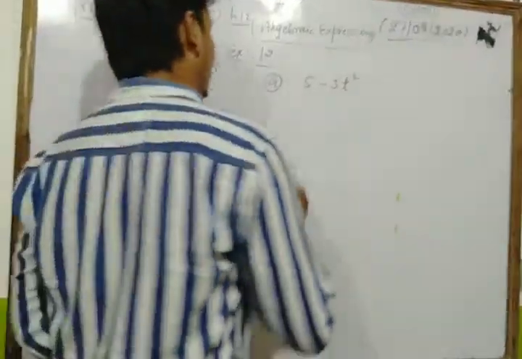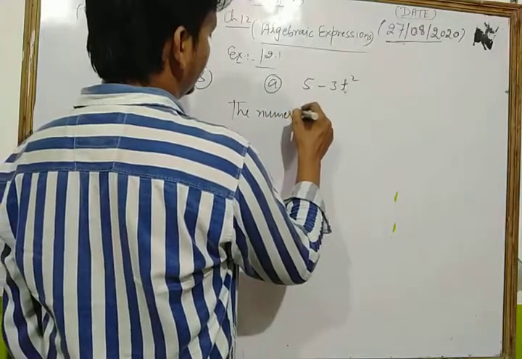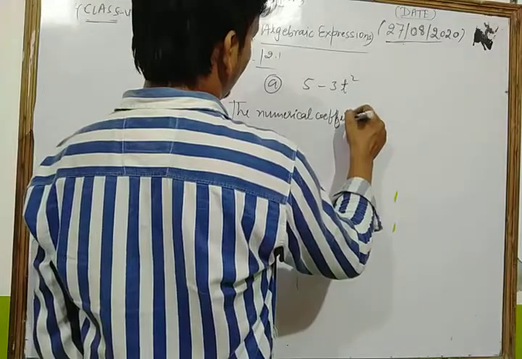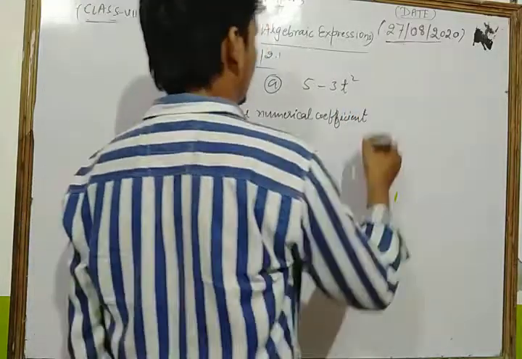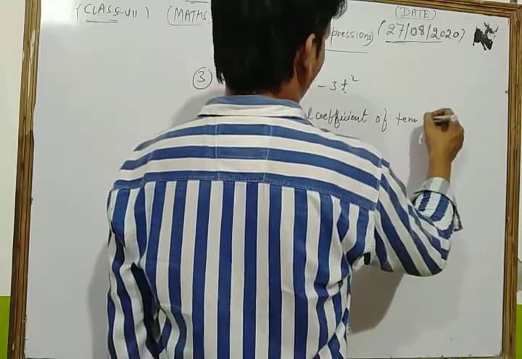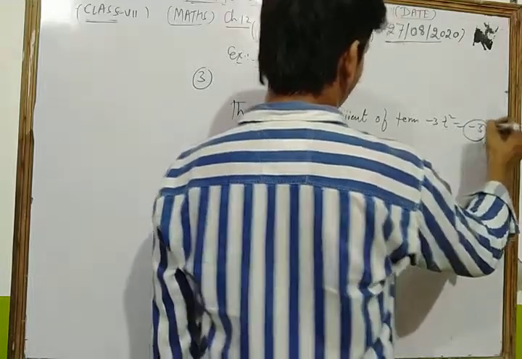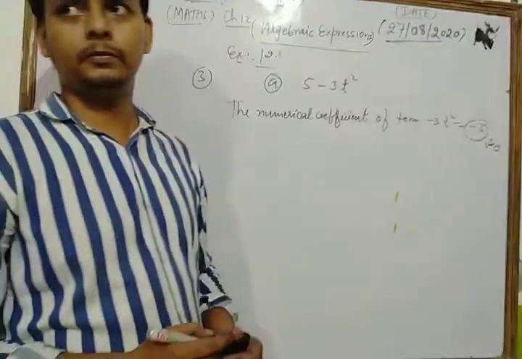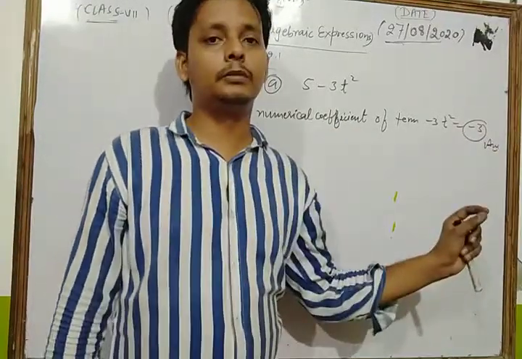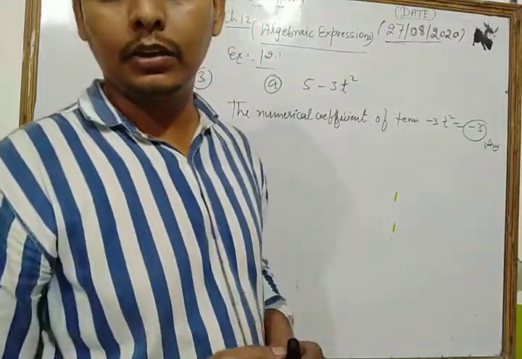Now let's see. Here we write the numerical coefficient of the term minus 3t square. What is it? Minus 3. This is your required answer. So minus 3 is the numerical coefficient of the term minus 3t square. So in this way you can solve all the questions of that part, and take one more part of this question.